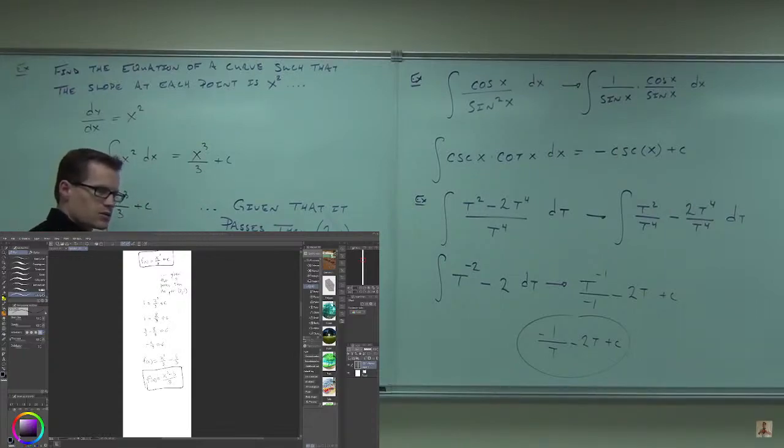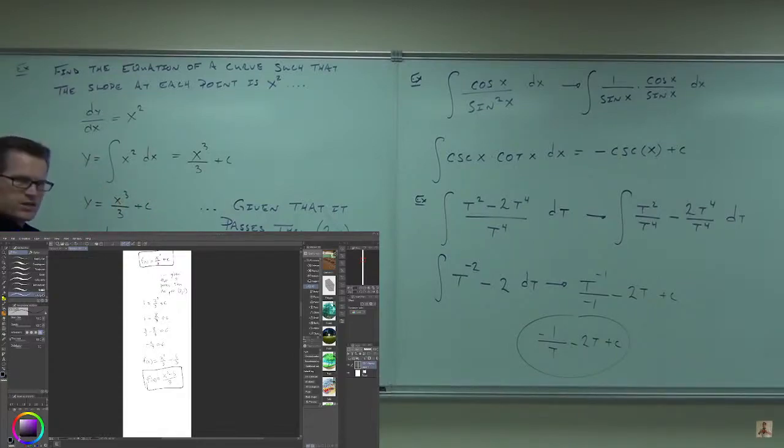If I subtract 8/3 from both sides, what do we get? Negative 5/3, something like that? Yes? So when I do that, I get C equals -5/3. Can you see that down there?